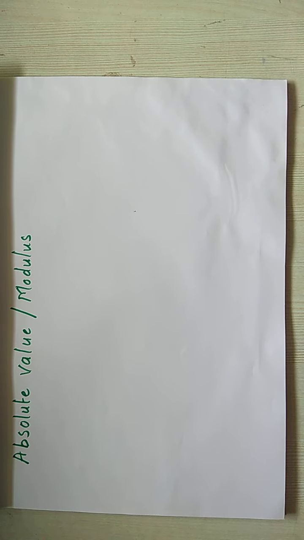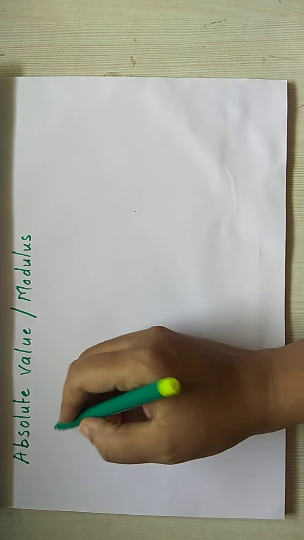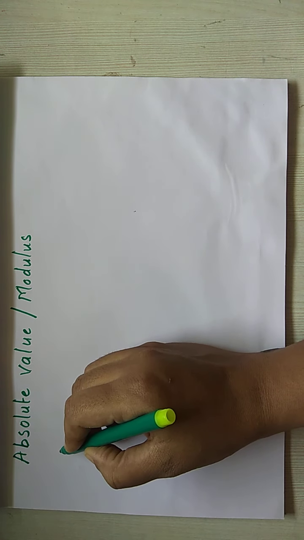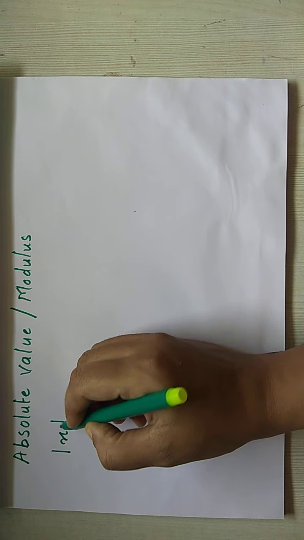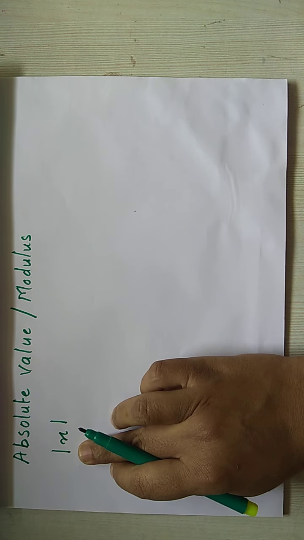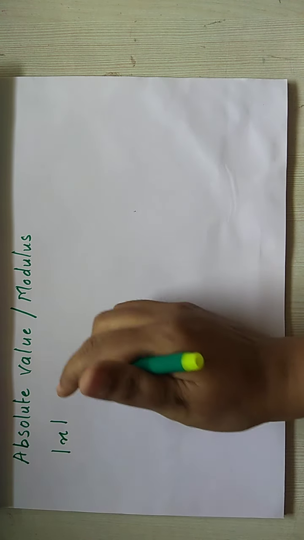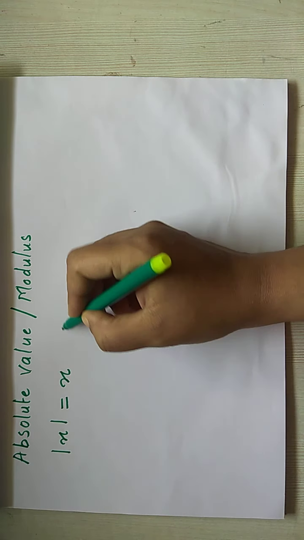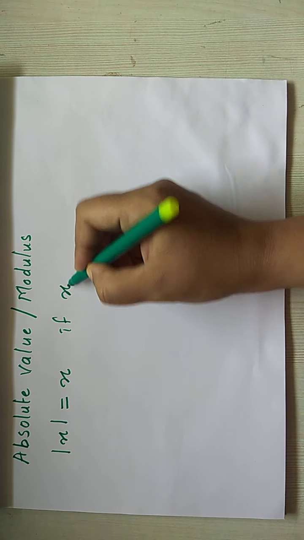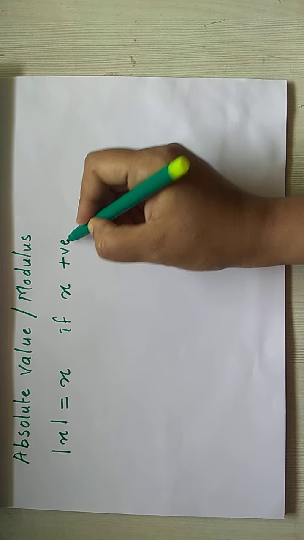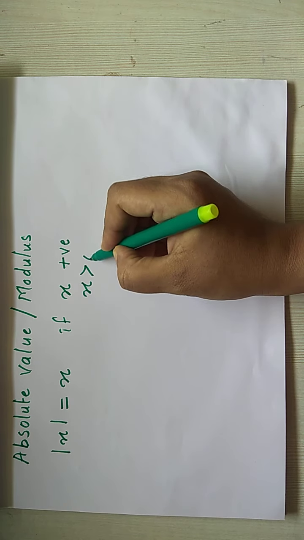Let's see first the definition. The definition of absolute value is modulus of x. This is how we write modulus. Modulus of x is x if x is positive. Positive means greater than 0.